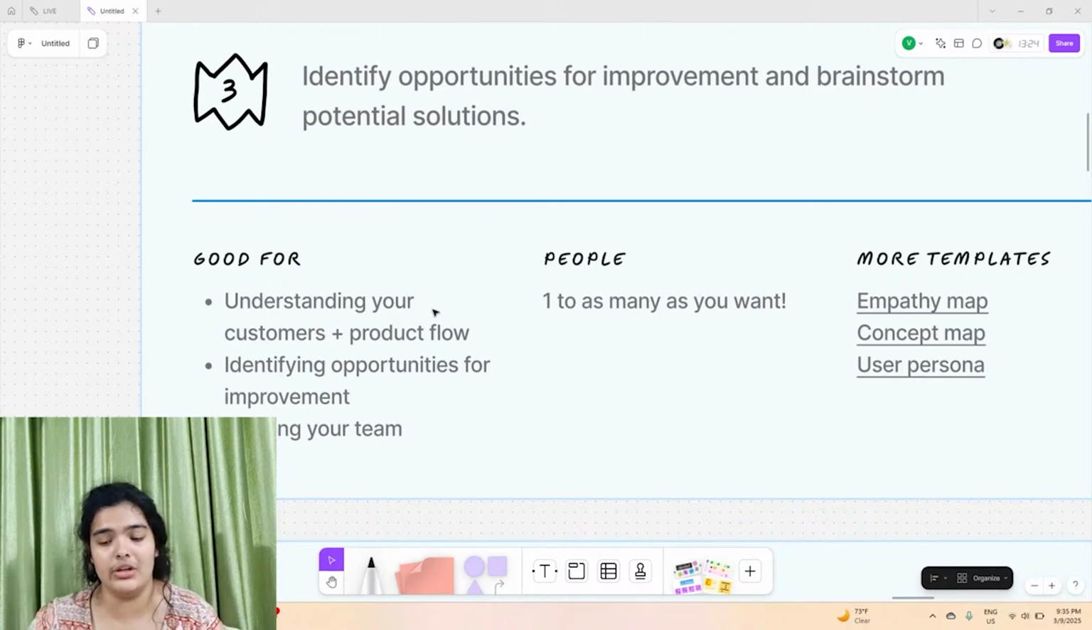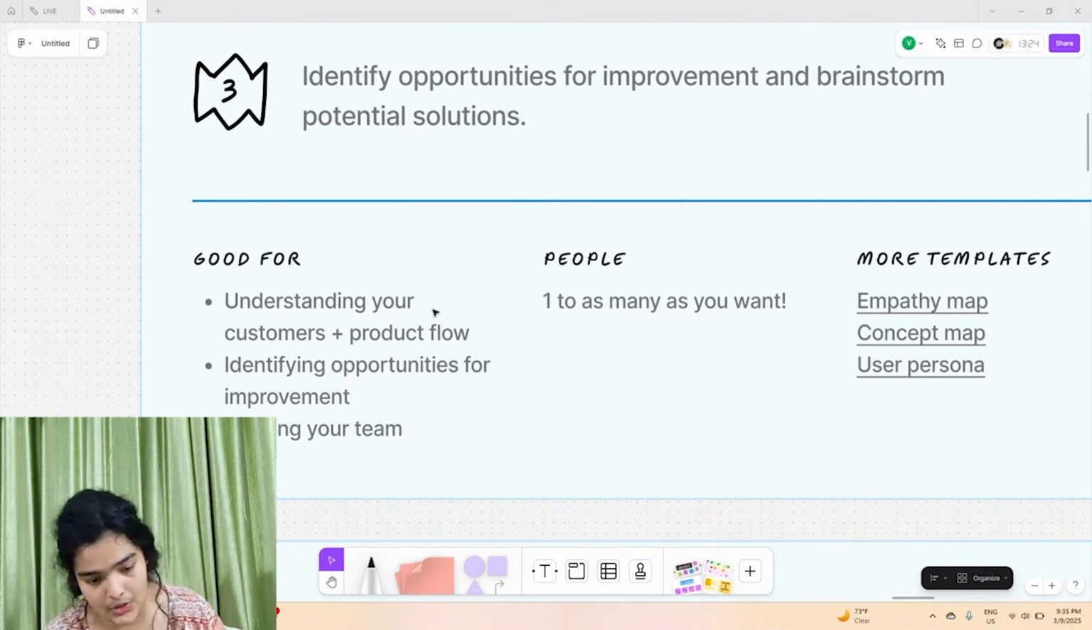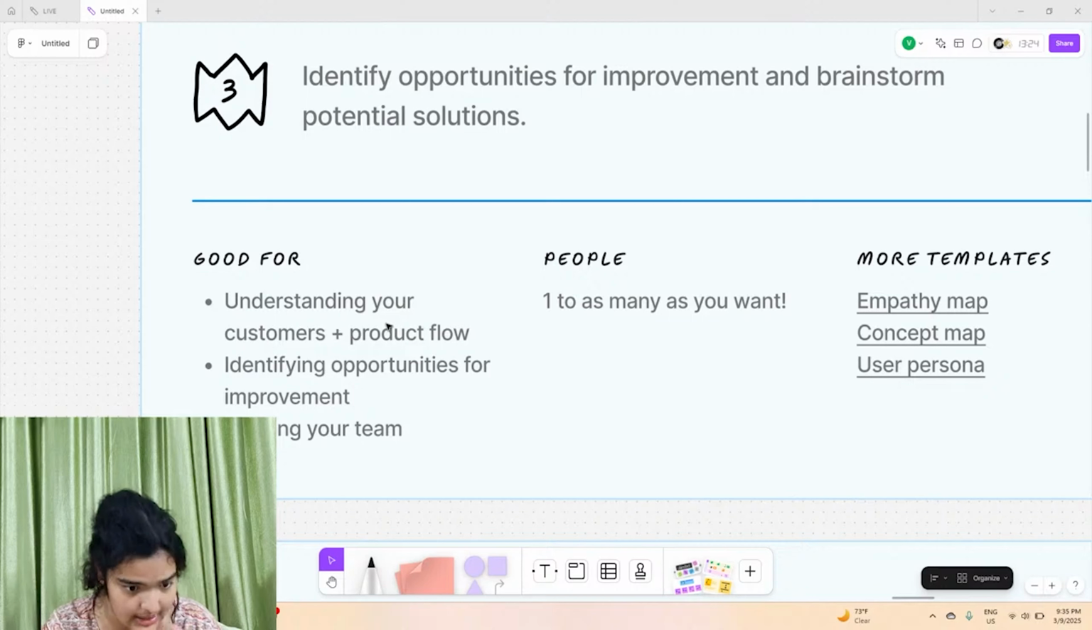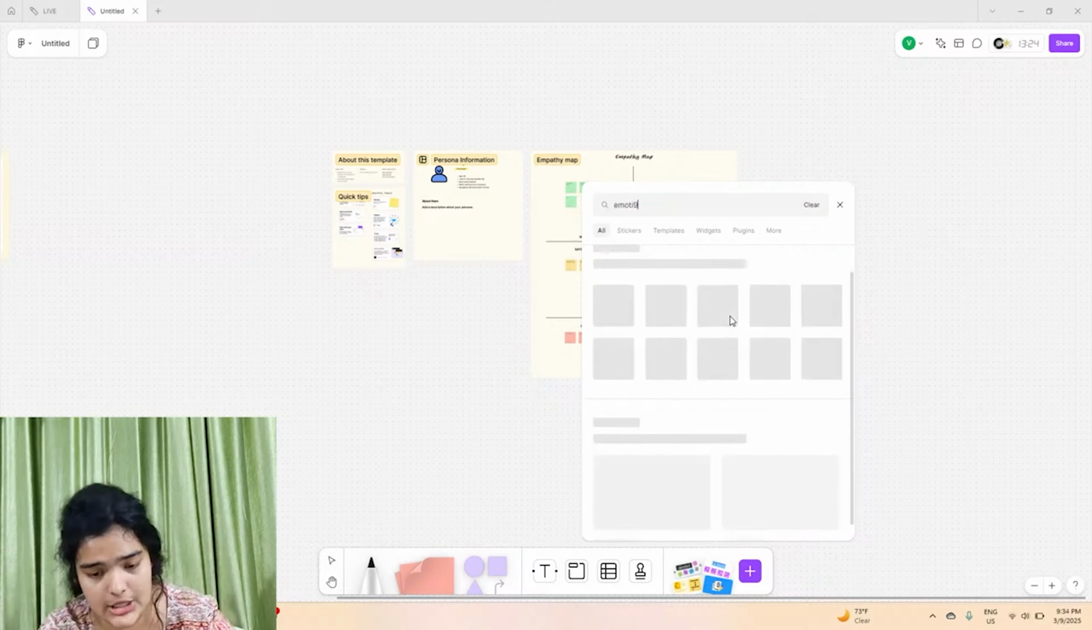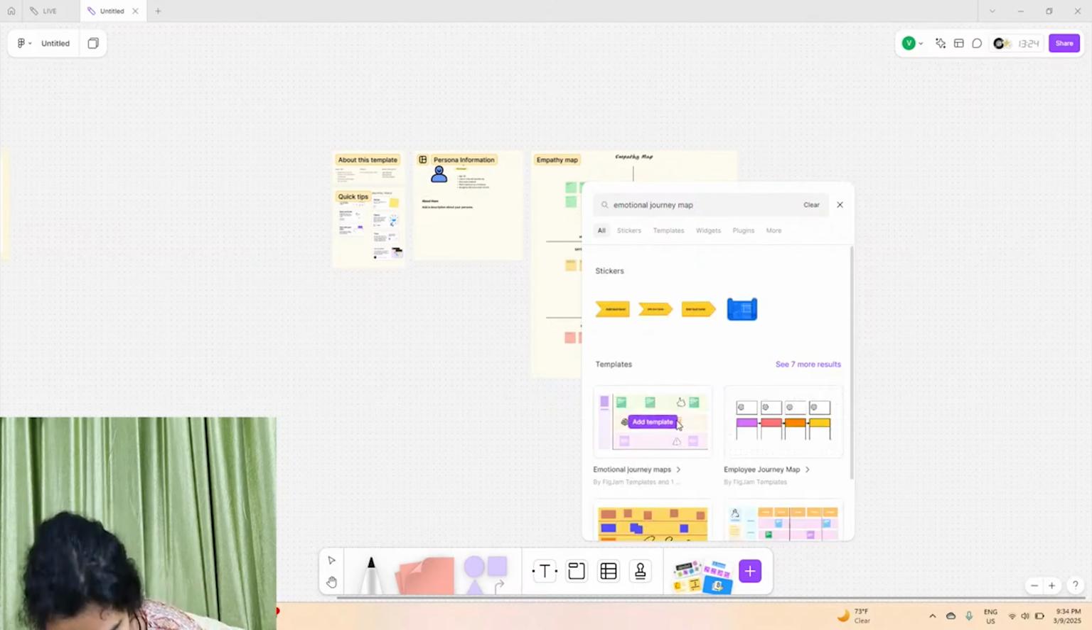So now that you know who the customer is, now you can think about how to design a product that works with the customer instead of against them. You can also identify opportunities for improvement because you can now tell the mood of the user, and you can also align your team accordingly. Go to the bottom, click on plus, and search for an emotional journey map. Let's get an emotional journey map.